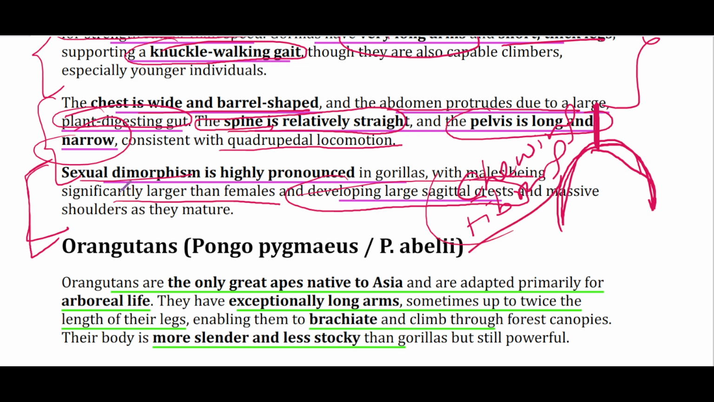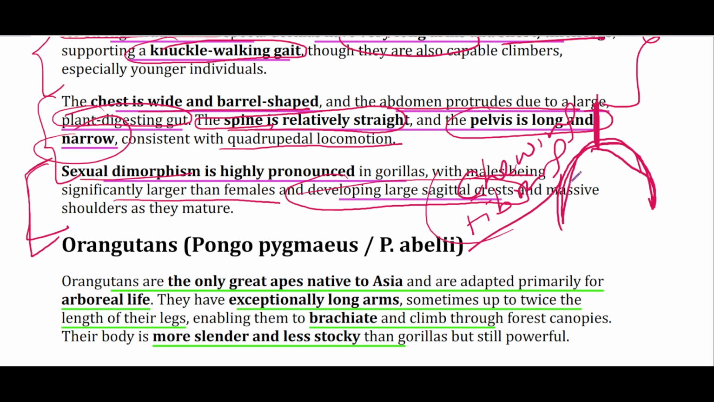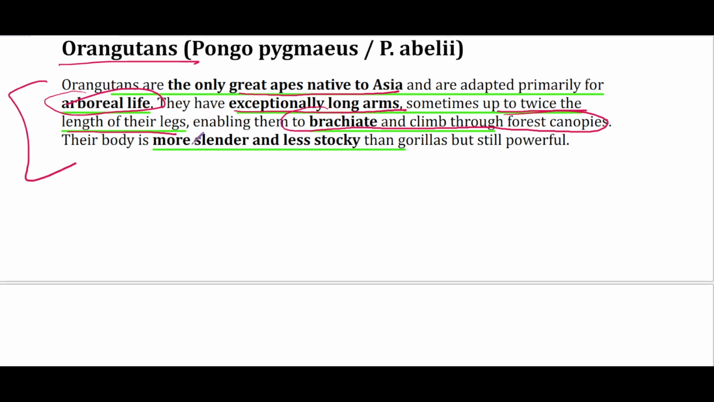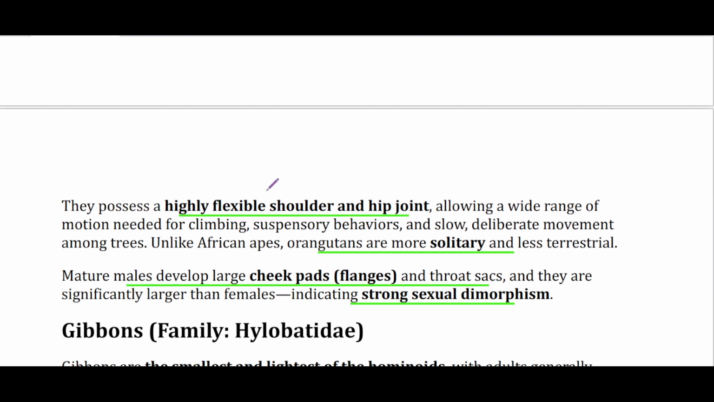So gorillas have a large sagittal crest on the middle of their skulls. Now let's proceed to orangutans. They are the only great apes that are native to Asia, and they are primarily adapted to arboreal life. They have exceptionally long arms, sometimes up to twice the length of their legs, which enable them to brachiate and climb through forest canopies. Their body is more slender and less stocky than a gorilla's, but still powerful.